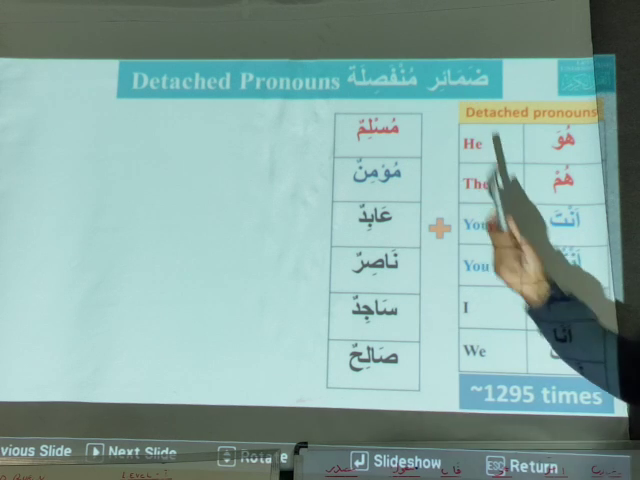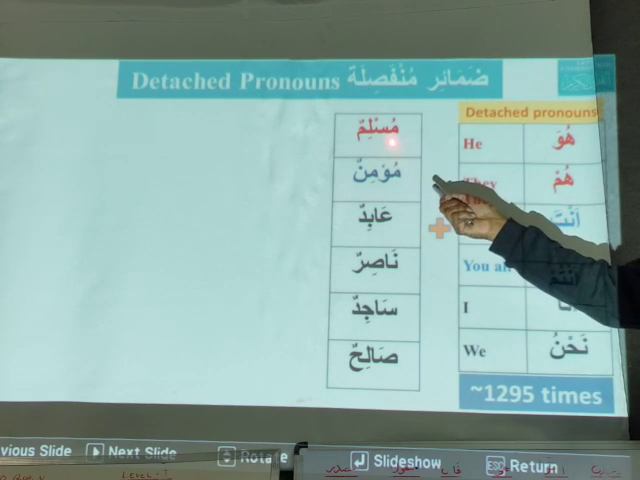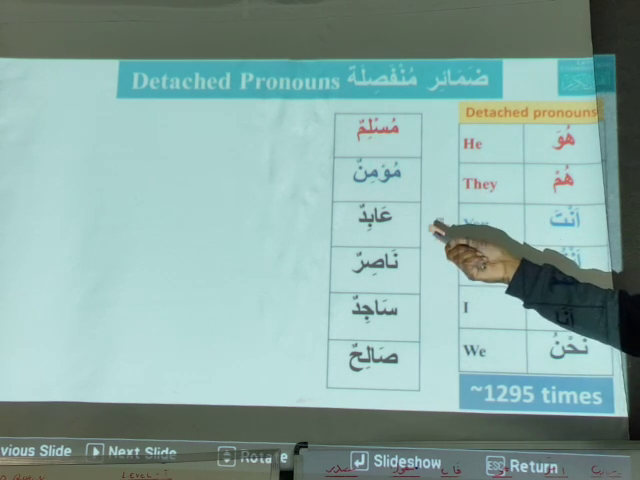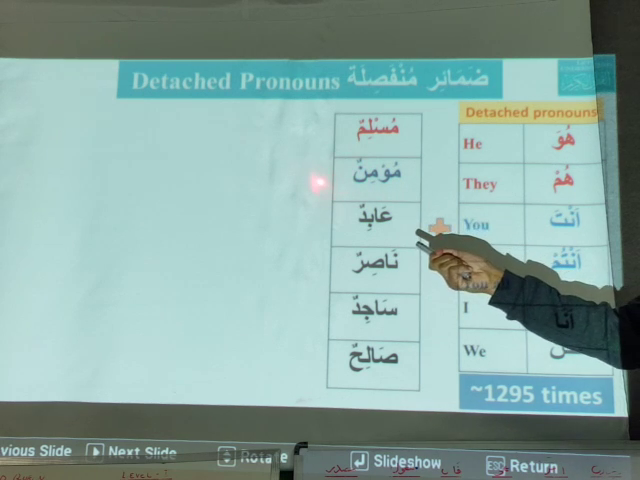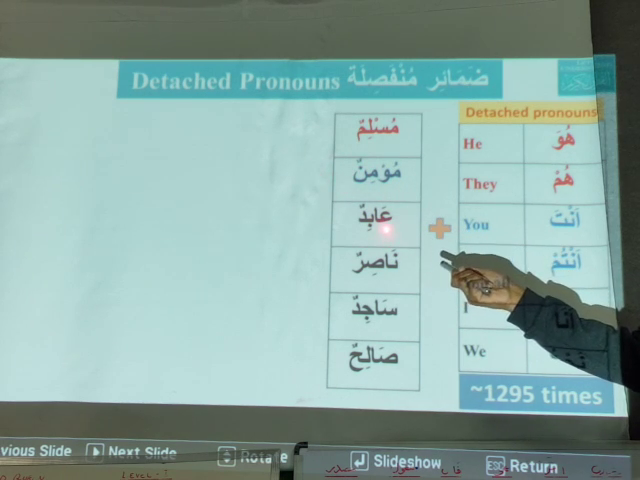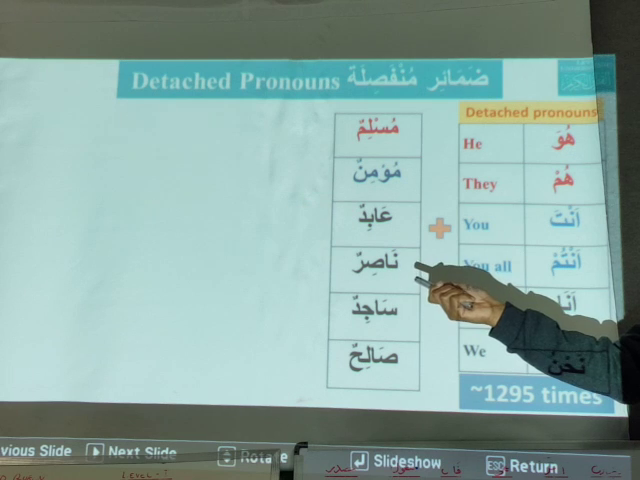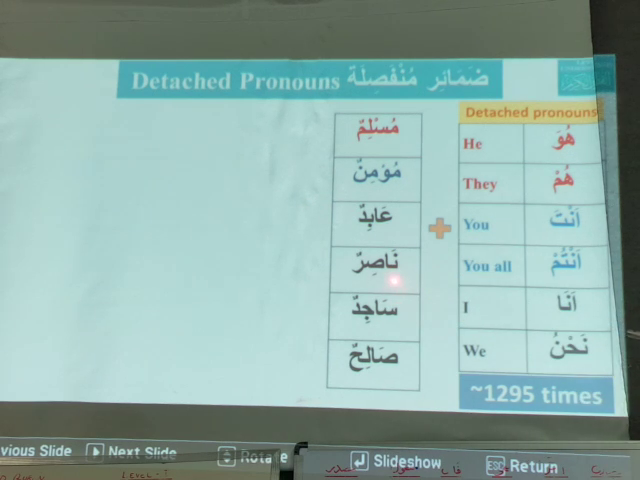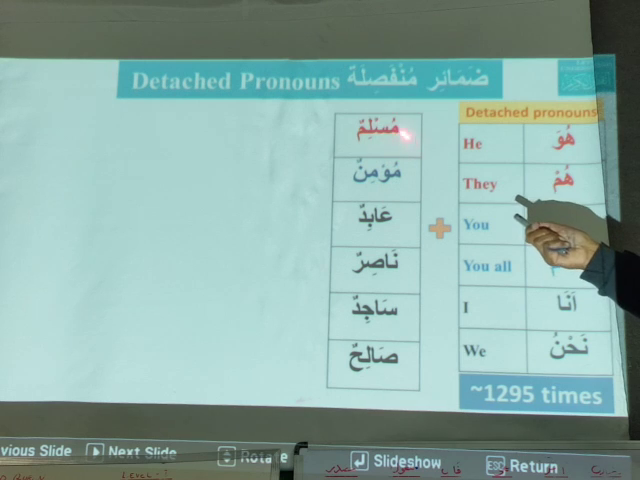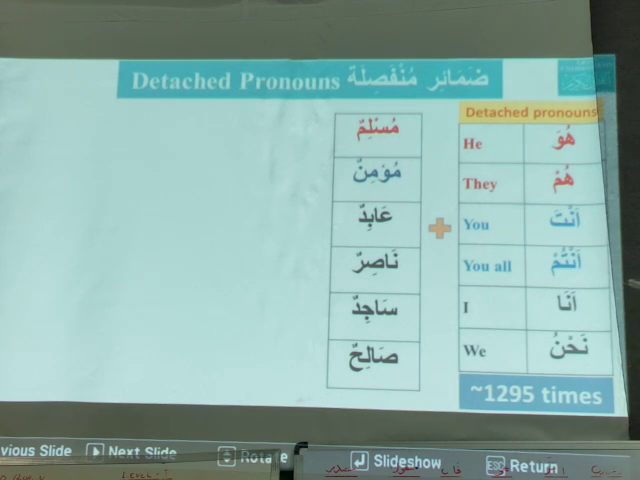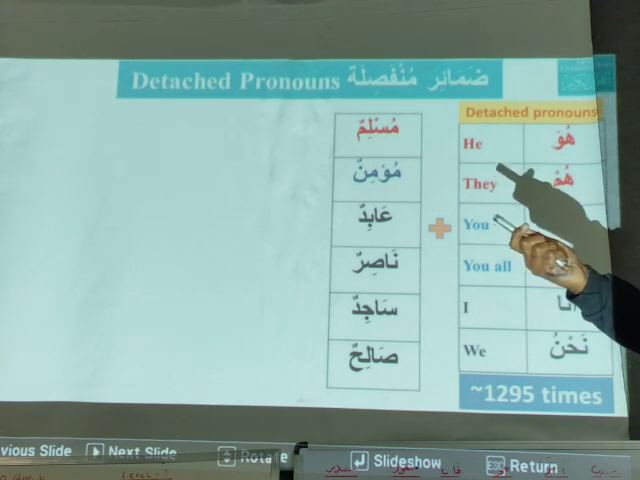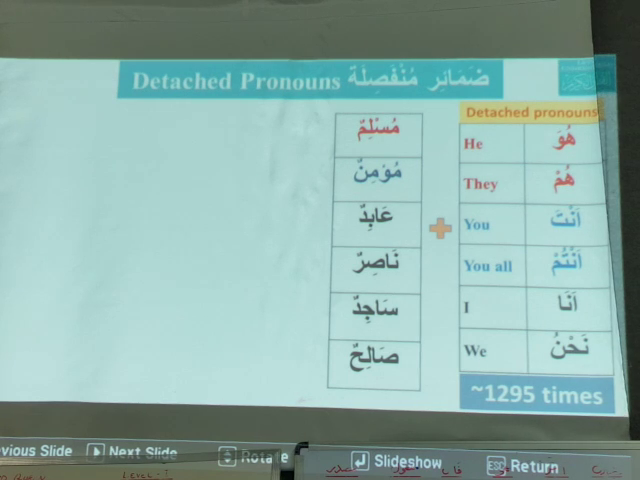Muslim is singular, and its plural is Muslimun. Mu'min is singular, its plural is Mu'minun. Abid is singular, its plural is Abidun. Nasir, Nasirun. Sajid, Sajidun. Saleh, Salihun. So when we use singular, we use Muslim, and when we use the plural, Muslimun would be used. Okay?